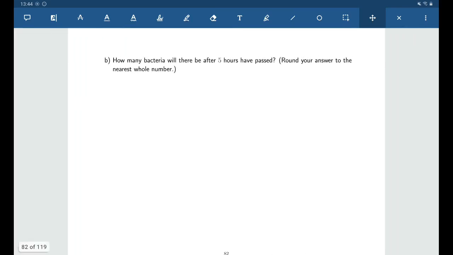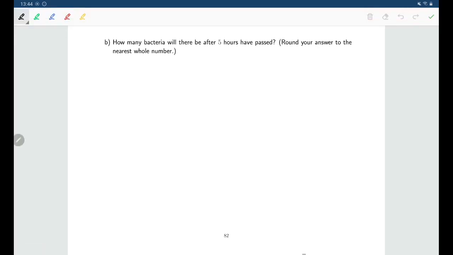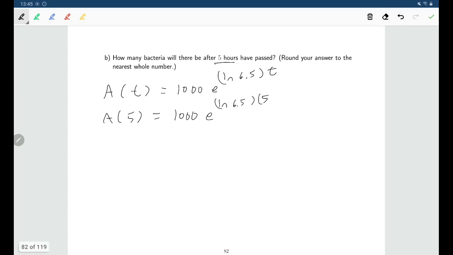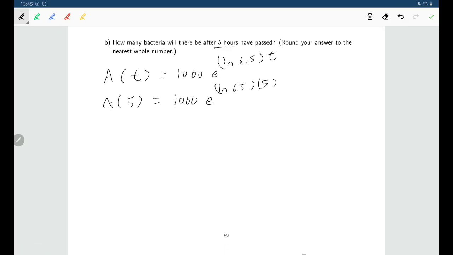Okay, so now for part B, we want to find out how many bacteria we will have after 5 hours have passed. We know that A of t told us how many bacteria we would have after t hours. That was 1000 e to the natural log of 6.5 times t. And we just want to know how many bacteria we have when t is 5. So we just want to put in 5 for t. And then we just need to run this through our calculators.